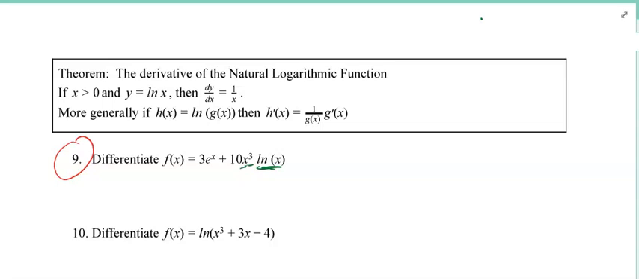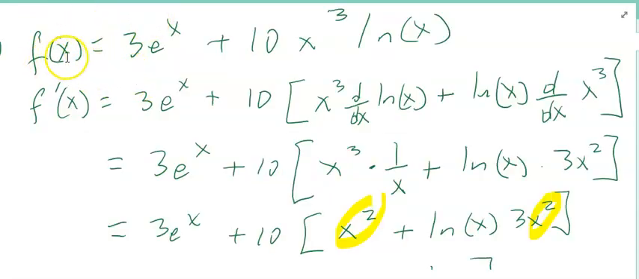Okay, let's use this idea to differentiate f of x equal to 3e to the x plus 10x cubed times ln of x. So here we have a problem. Let's find f prime of x. The derivative of 3e to the x is simply going to be 3e to the x, because the derivative of e to the x is just e to the x times 3, which is our coefficient. So that doesn't change.